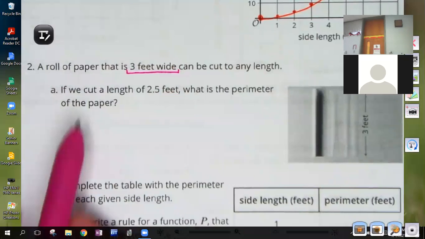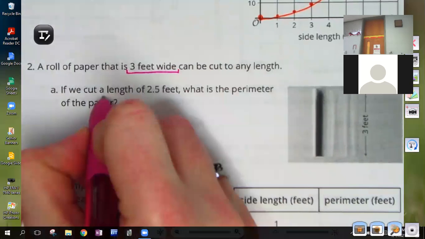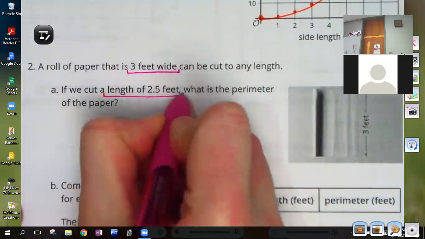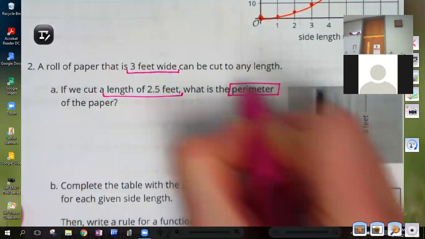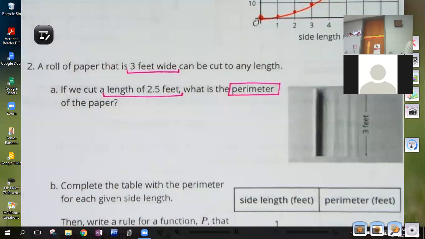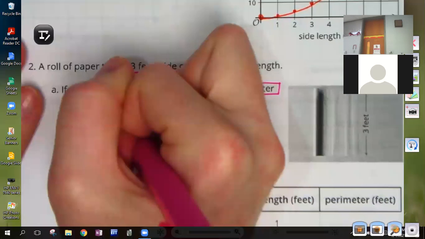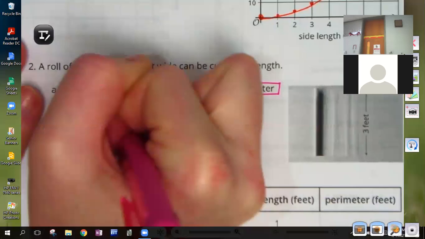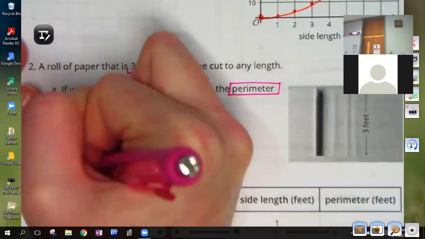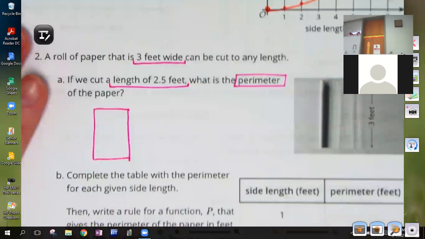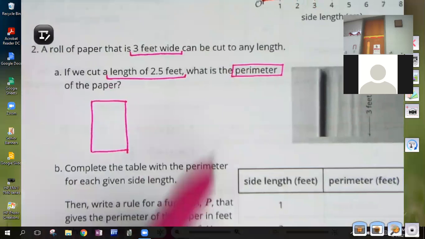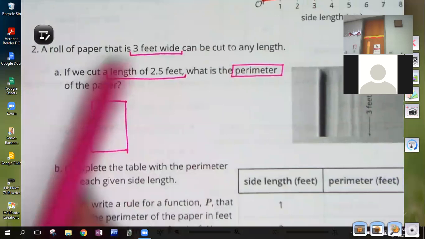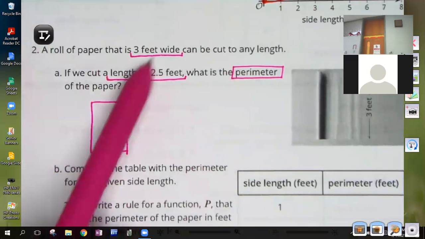It says if we cut a length of 2.5, what is the perimeter of the paper? Now, I'm a very visual person, so I'm going to have to draw a picture. I'm not very good at drawing pictures. You're just drawing a rectangle. Wait, is it a rectangle? Because it didn't tell me. I know it's going to be some type of quadrilateral, but it has 2 different side lengths, so no, it's not a square.